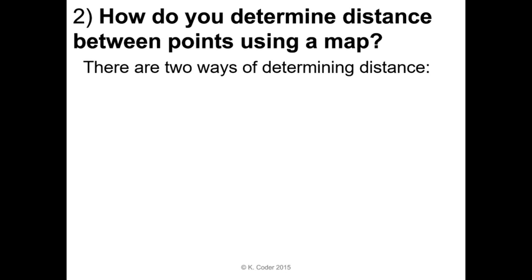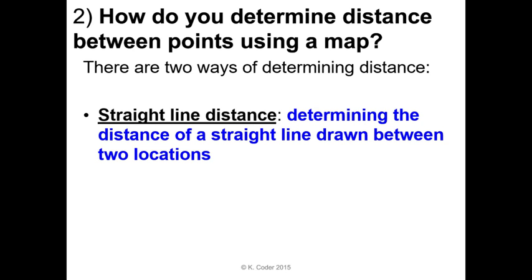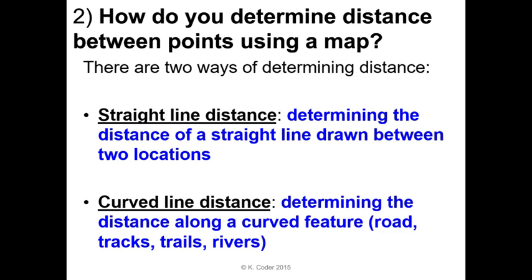So there are two different ways of determining distance. Imagine if you were to come to school, you'd have to drive on the roads, take a bunch of turns, or let's say if you had a helicopter, you could avoid all those turns and do a straight line. So the first one we're going to talk about is the straight line distance. That means determining the distance of a straight line drawn between two locations, and we're going to show you how to practice that.